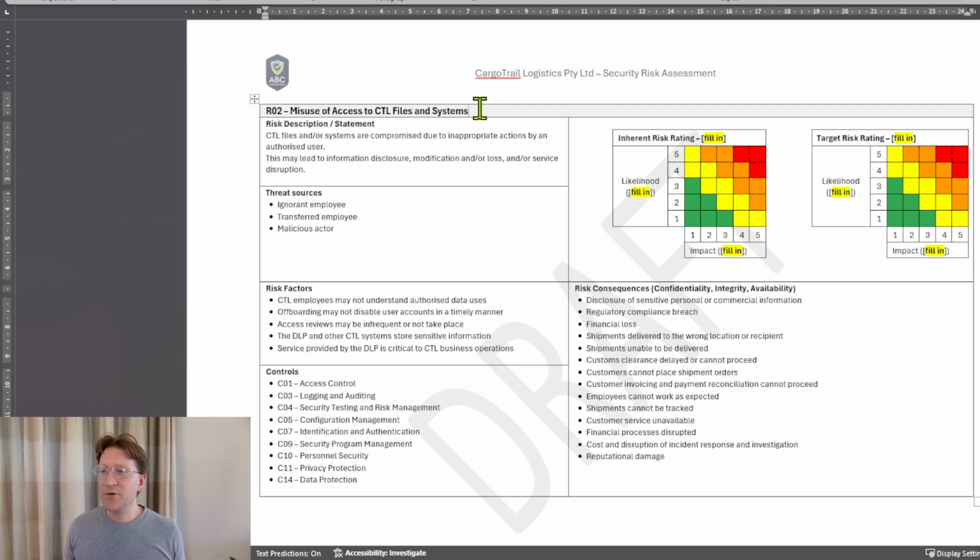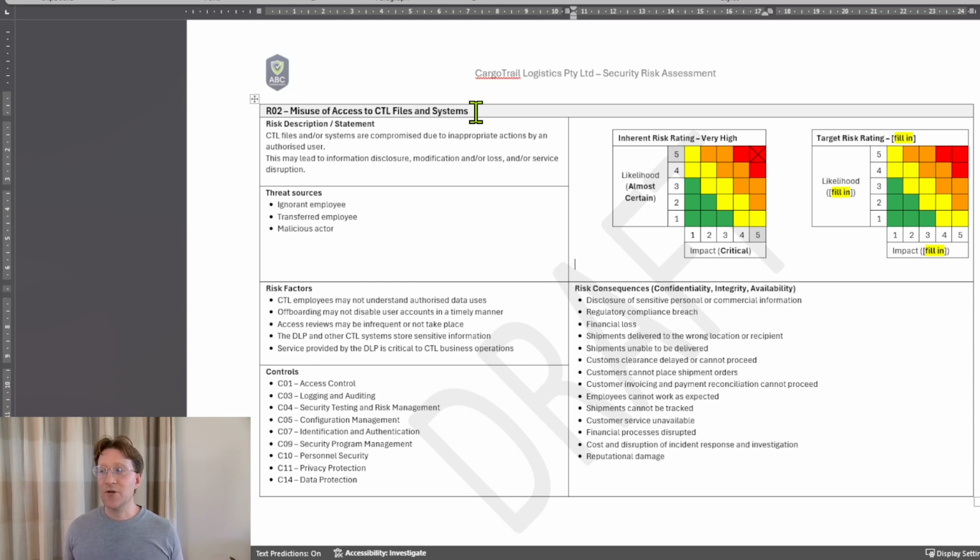For risk two, misuse of access to cargo trail logistics files and systems, I would have the same likelihood rating of almost certain and the same impact rating of critical. So we also end up with a very high level of risk. This is because fundamentally we're talking about the same sort of problem as in risk one. Here, this is highlighting that you have two different types of access control problems. You have unauthorized access, where access was never meant to be there in the first place. And then you have misuse of access, where the access was meant to be available to this user, and they have simply done the wrong thing with that access.